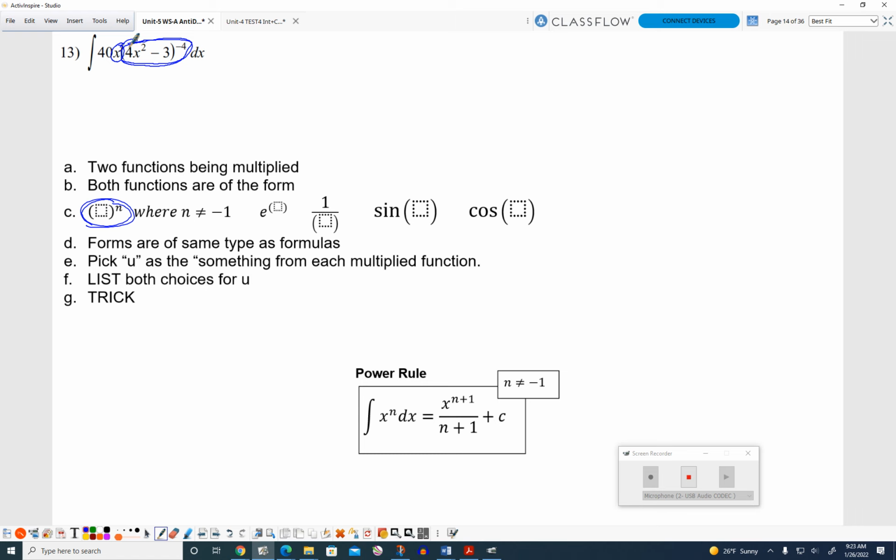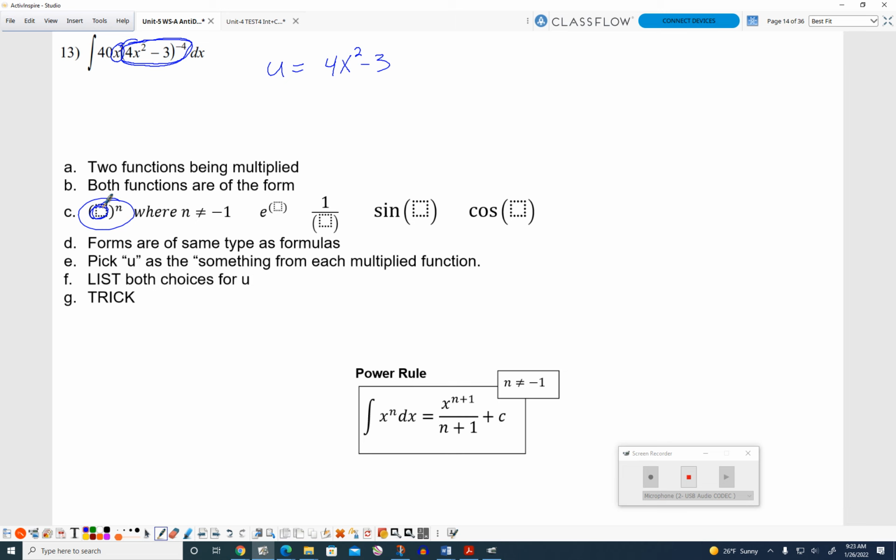So what's the other choice for the u? Hands up. What's the other choice for the u in this problem? We're just kind of trying to get you to see the pattern. Don't write anything. Just watch. What's the other something? 4x squared minus 3. Do not include the exponent, because you're following this pattern: you're looking to say, hey, that fits this form. It's something to a number. U is always the something.